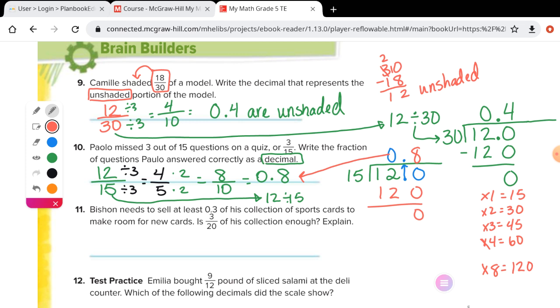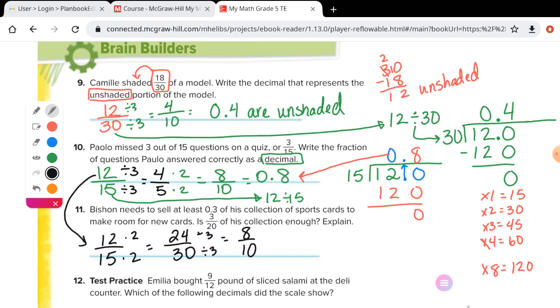Addie? I did 12 over 15 times 2 equals 24 over 30 divided by 3. Okay, so Addie did the same idea. She just did it backwards a little bit, which is fine. So she said she doubled it first, so she did times 2 times 2. And that gave her 24 over 30. And she said, hey, I'm still not at 10, but I can get to 10 by dividing by 3, and she still got 8/10. So does her way work?